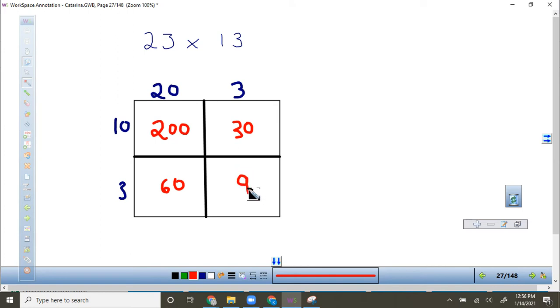I happen to really love this method because it's so visual and clear. I also encourage it for younger grades because I know how useful the area model method is when we're dealing with algebra. So then to get the total answer here, you would just add all of these together. And because they're numbers, we can just combine them all. So 200 plus 30 plus 60 plus 9, 299. Very simple.